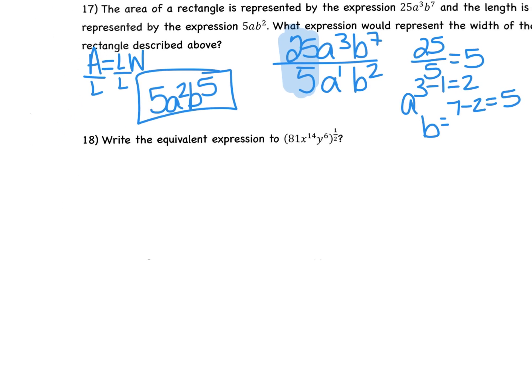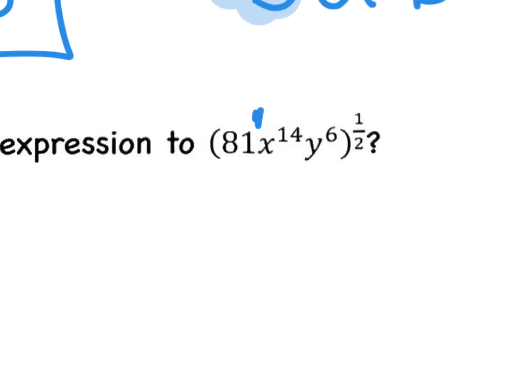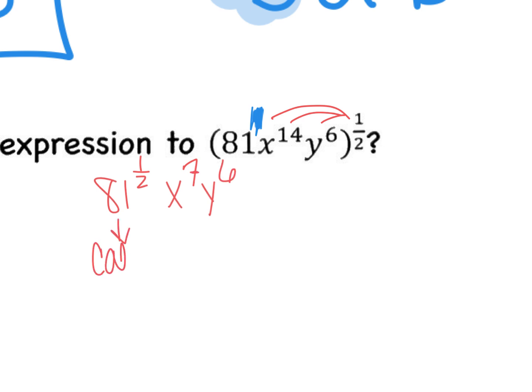Last one, you're going to need to put a 1 on that 81, and you're going to need to distribute. So let me make that, it's not going to let me delete it. It's a 1, so we'll go with that. We're going to distribute here, here, and here. So I have 1 times 1/2 is 81 to the 1/2. 14 times 1/2 is 7. You can also use your calculator for that. 6 times 1/2 is 6. Definitely put this in your calculator. 81 to the 1/2 power is 9.